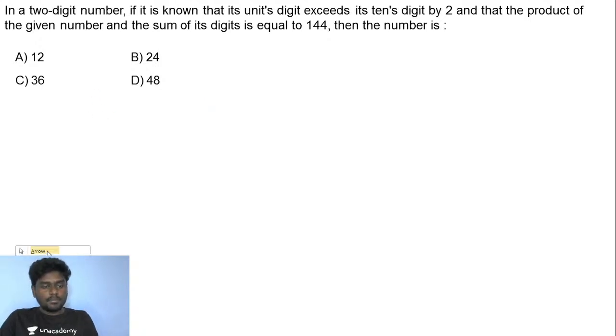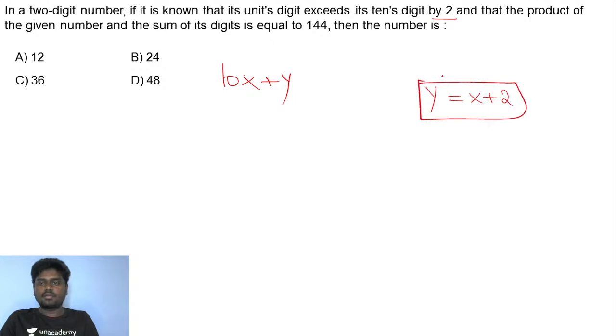So in a 2-digit number, it is known that its unit digit exceeds its 10th digit by 2. So again, let me take the 2-digit number to be 10x plus y. I know the fact that its units digit, that is y, exceeds the 10th digit by 2, which means y is equal to x plus 2, right? And that the product of the given number and the sum of its digits is equal to 144.